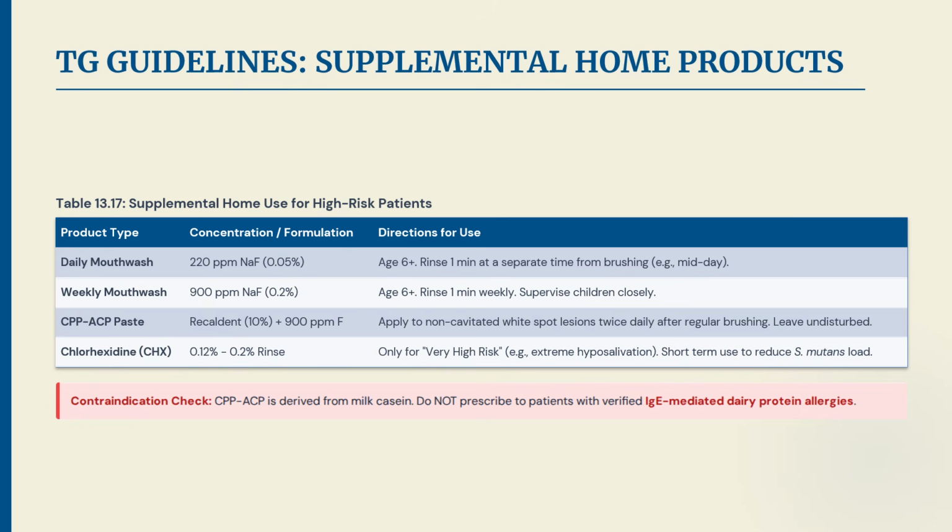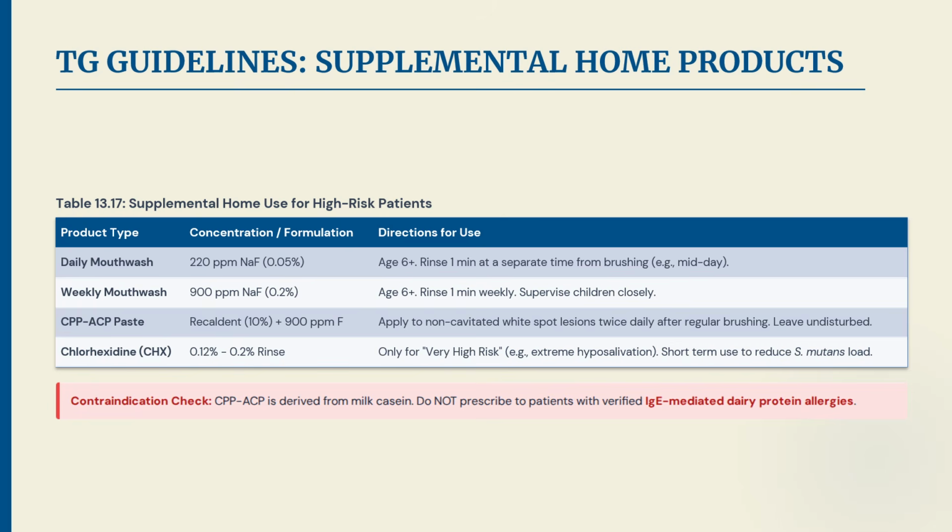Now we got more supplemental home products for high risk patients. So we got the mouthwash, which is 220 ppm sodium fluoride. Again, all mouthwashes are for ages 6 years and over. Now the way you use it is rinse for 1 minute at a separate time from brushing. So this has been added. Previously, there was no clear information about when to use the mouthwash, but they're saying most people think, okay, I brush my teeth, then I use my mouthwash.